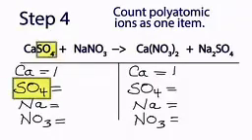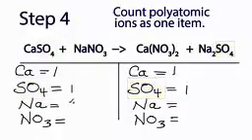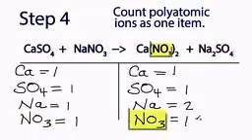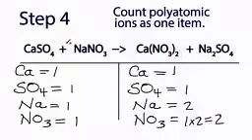So this is 1. We are having 1 sulfate on the product side. Yes, 1. Na on the reactant side is 1, but on the product side it is 2. Nitrate NO3 is 1, and on the product side it is 1 into 2, that is 2. Clear? Now I have to multiply with 2 on the reactant side so that there are 2 sodium atoms.